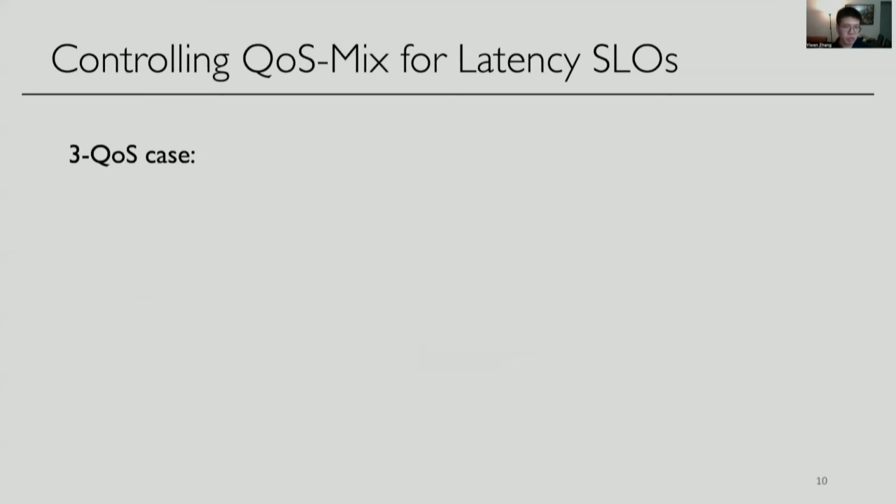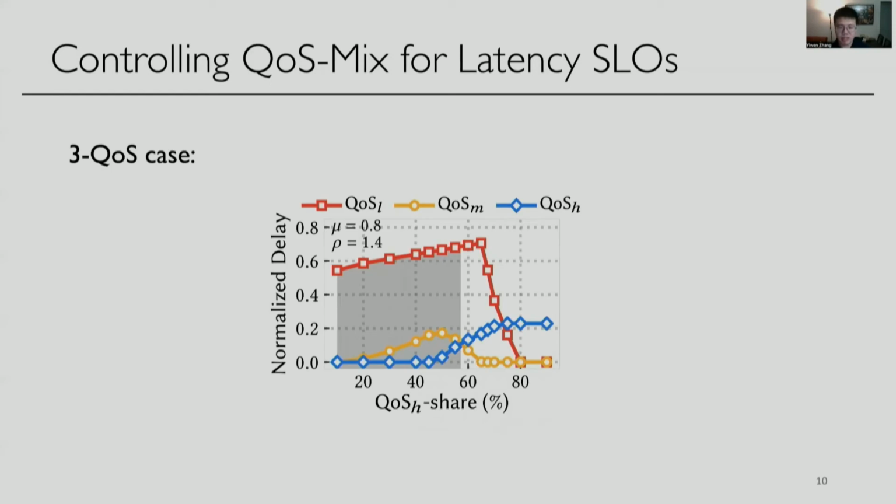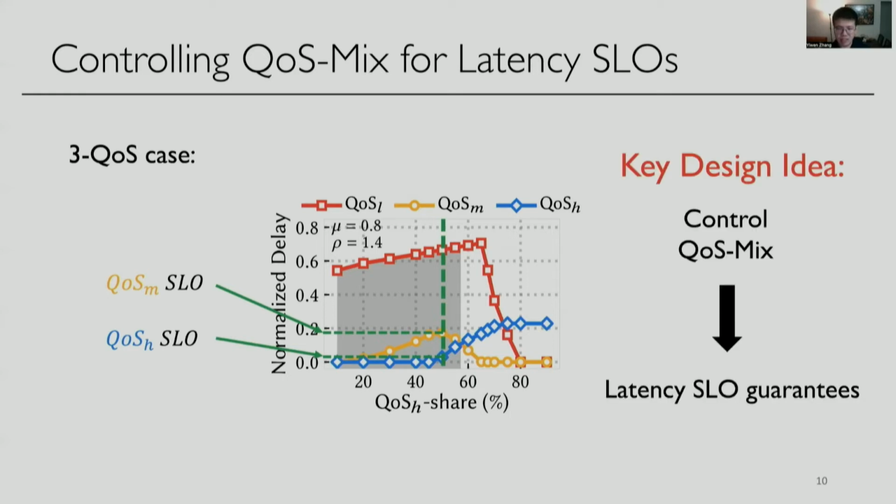Similarly, moving on to the 3 QoS case, again, we can insert a vertical line inside the admissible region and then set the corresponding delay bound to be the SLO for QoS high and QoS medium class. Again, as long as we can control our traffic to stay at this desired QoS-Mix, we'll be able to provide latency SLO guarantees for our important RPCs. This is essentially the key design idea of Aequitas.